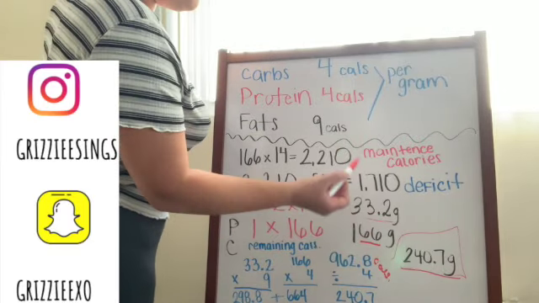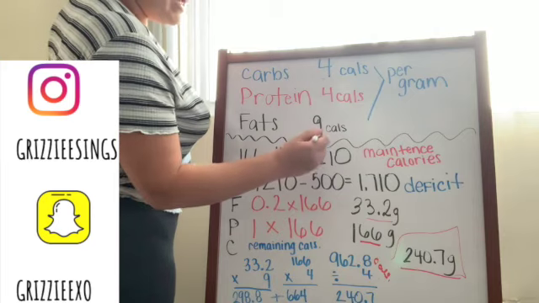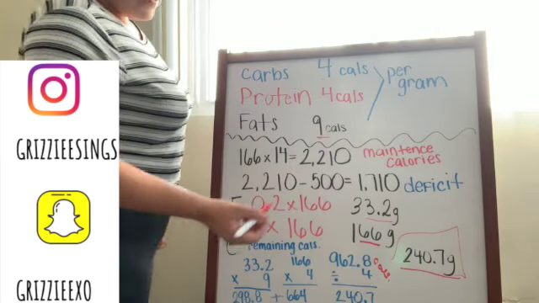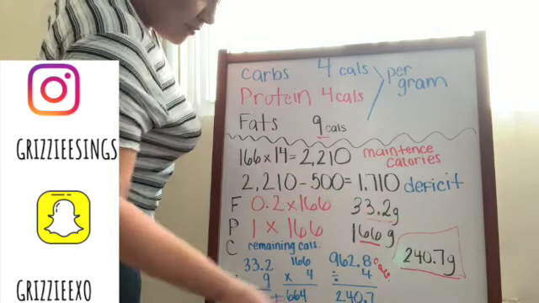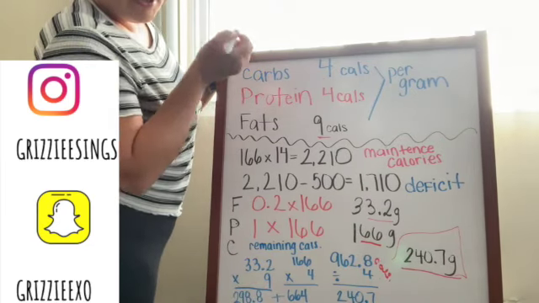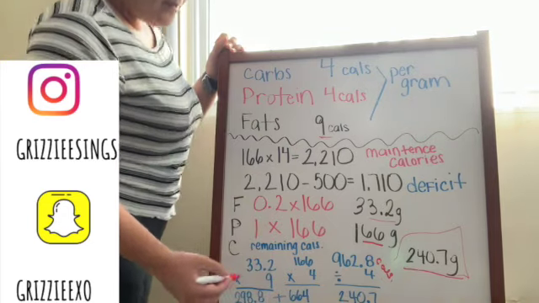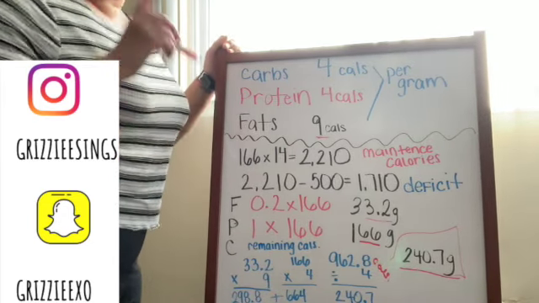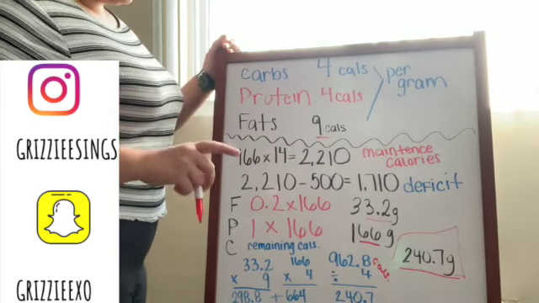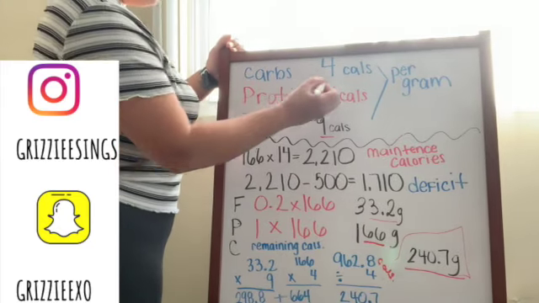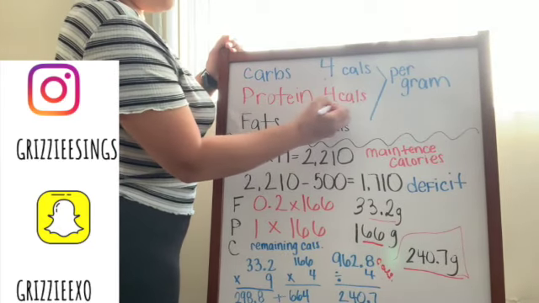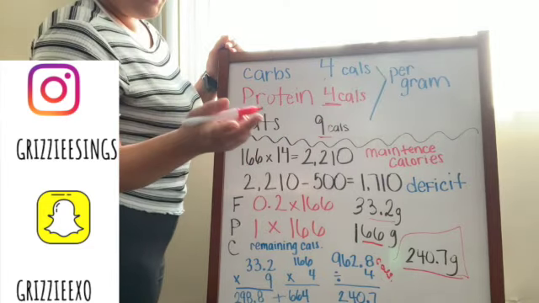We're going to multiply that by 9 because it's 9 calories per gram. So we're going to take 33.2, multiply that by 9, and the number that we get is 298.8. Second step, we're going to take our protein and do the same thing, but we're going to multiply it by 4 because there are 4 calories per gram in a protein.